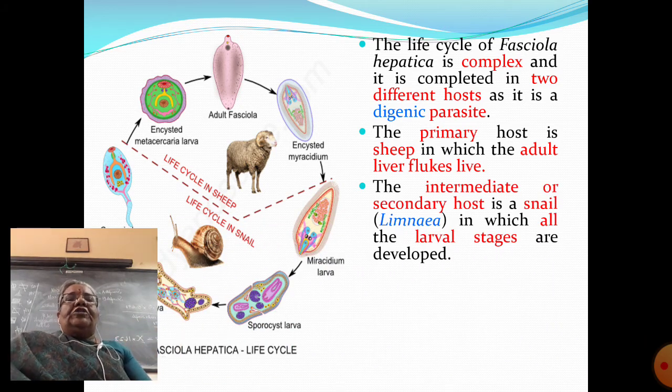Then, the intermediate host or the secondary host is a snail, that is of the genus Limnaea. There are other snails also which serve as secondary host. I will let you know a little later. So the intermediate host or secondary host is normally Limnaea, in which all the larval stages what I mentioned, along with another one that you are not studying, that is sporocyst larva, are developed. Okay. So the adult lives in sheep and the larval stages develop in the intermediate host. Please note this.